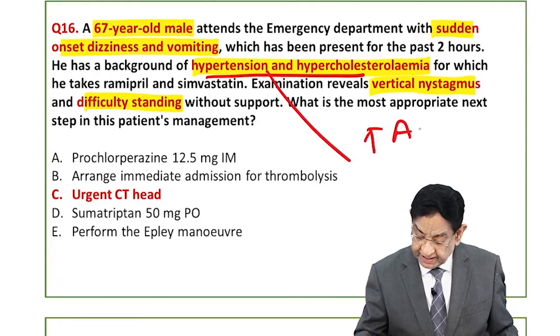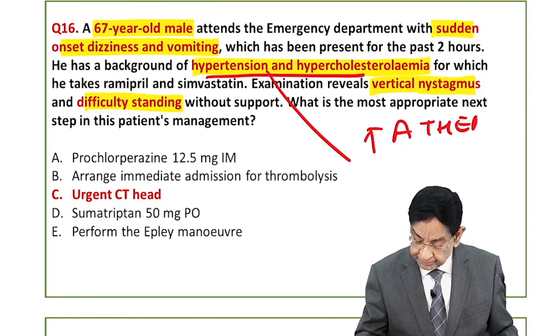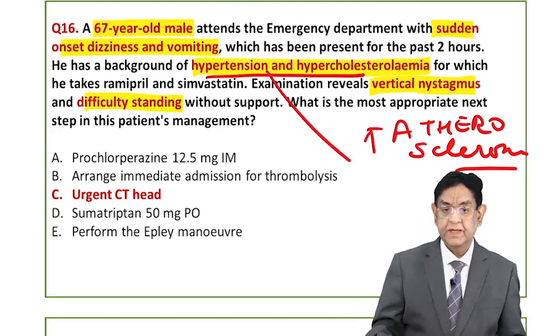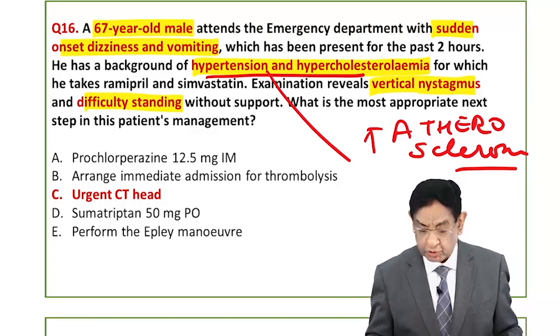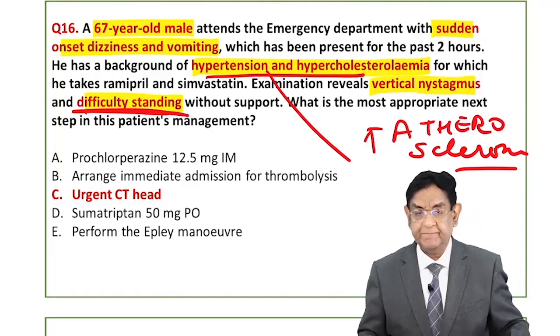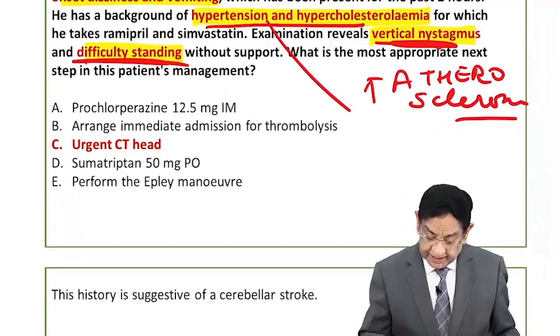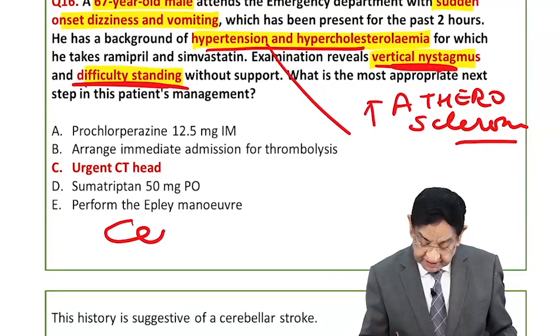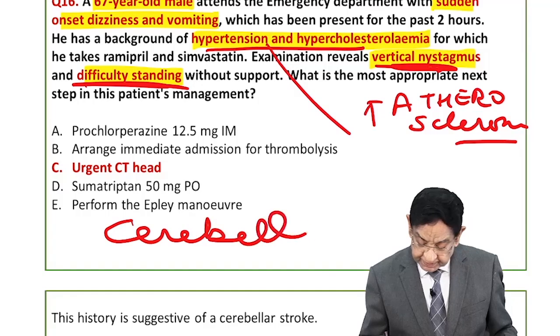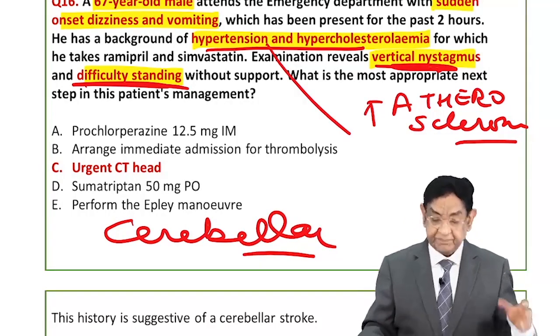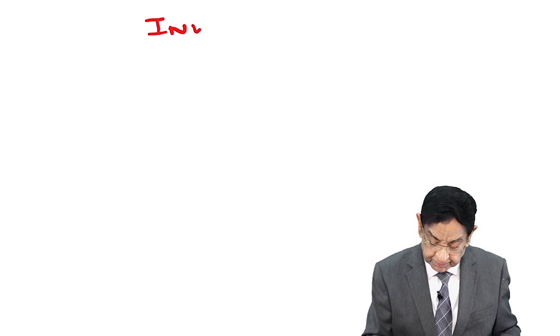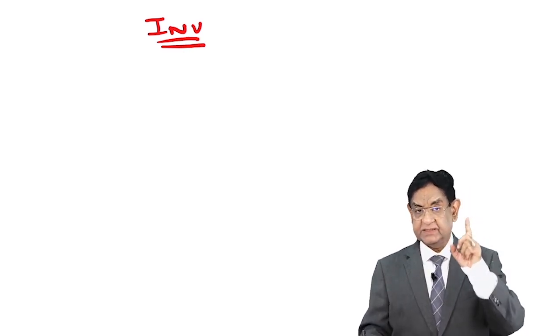Increased atherosclerosis, which can predispose to stroke. The only findings are difficulty in standing and vertical nystagmus. These two findings indicate the patient has a cerebellar lesion. Now, the patient has a stroke. Now, let me tell you how to investigate any case of stroke. Let's learn the basic concept.